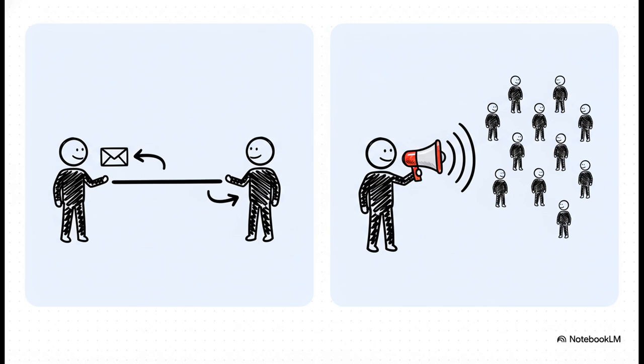So if you're sending an assignment just to your teacher, yeah, email is definitely the way to go. But if the school needs to announce a snow day to every single student, they're probably going to use something like social media. It's really all about picking the right tool for your audience.